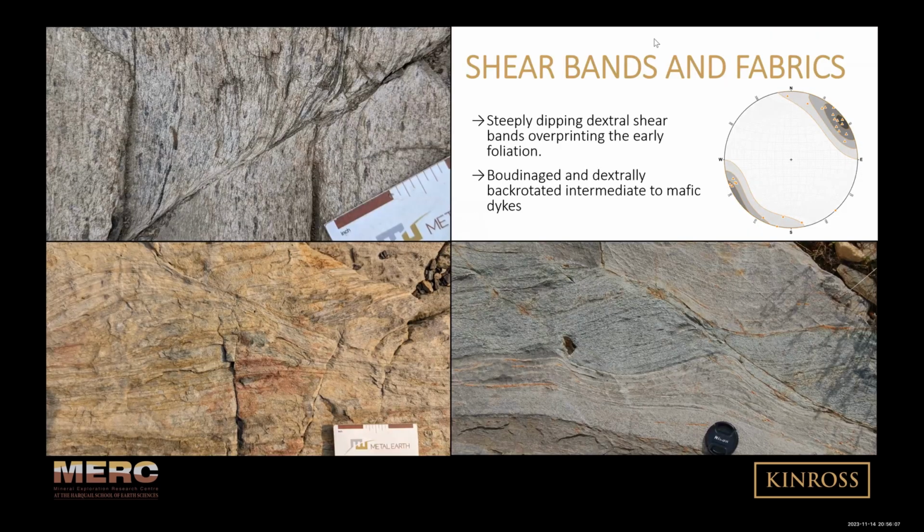Now, additionally, we see shear bands, which consistently indicate dextral shear, overprinting our main foliation plane. And additionally, we see boudinage and dextrally back-rotated intermediate to mafic dikes. This was specifically in the southeastern portion of the property, where we see them most.